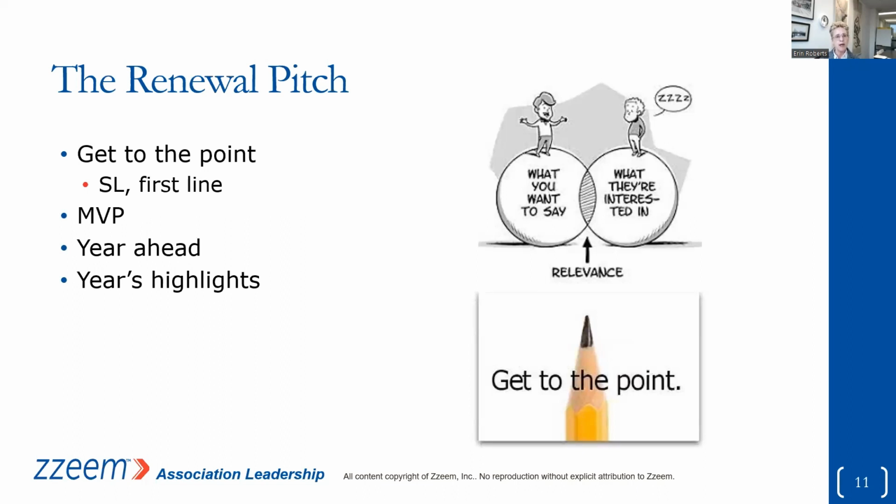Then provide your explanatory information. And in your explanatory information, you want to make sure you're making reference to your member value proposition. What is the reason why people are members after all? Remind them of that. Also, make sure they know what's coming up in the year ahead. If they don't renew, what are they going to be missing? Make sure you're telling them that so they have something to look forward to. And also give them a couple of highlights of the current year. You know, we in the association assume that people read all of our emails, but we really know that they don't. And people forget our wins so quickly.